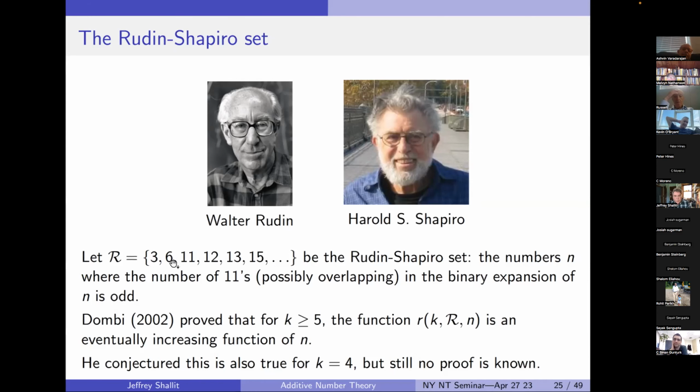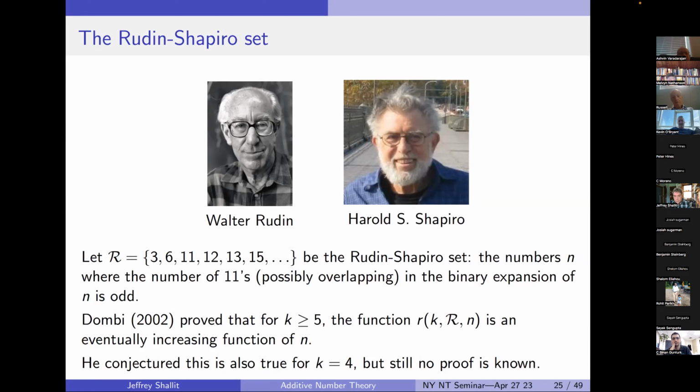The Rudin-Shapiro set is those numbers n such that when you count the number of "11"s that appear in the binary representation of n, this number is odd. We allow these "11"s to overlap. For example, in 15, how many "11"s are there? Well, 15 in base 2 is 1111. So the first two bits are 1, 1, the second and third bits are 1, 1, and the third and fourth bits are 1, 1. So that's 3 of them.